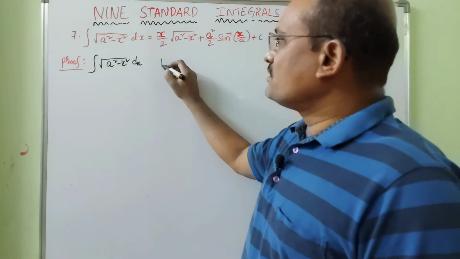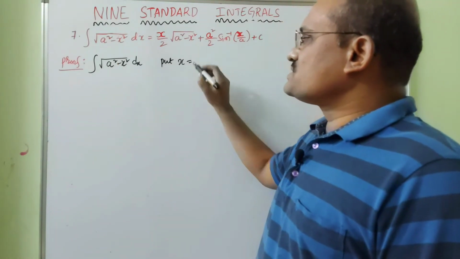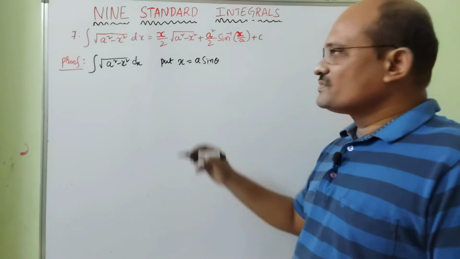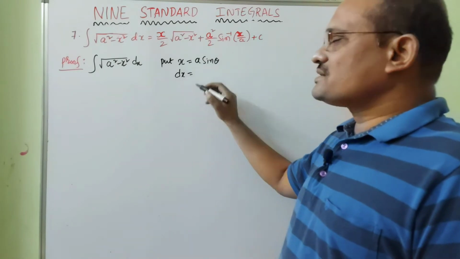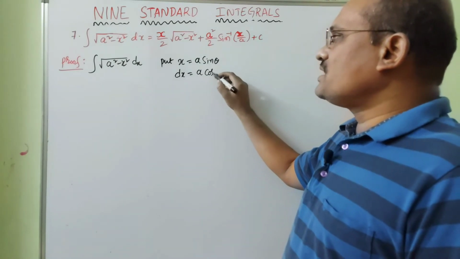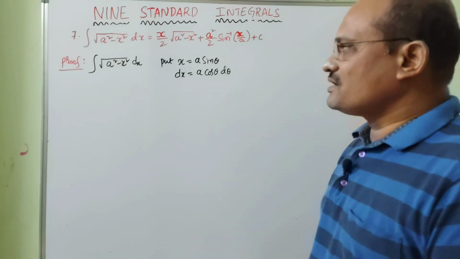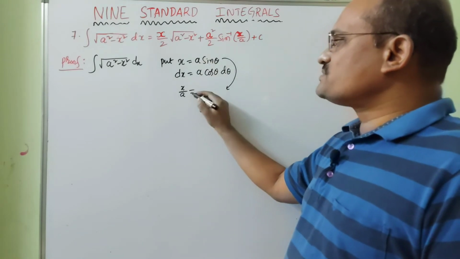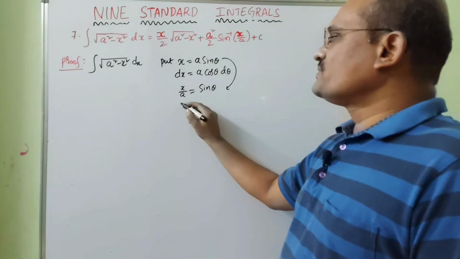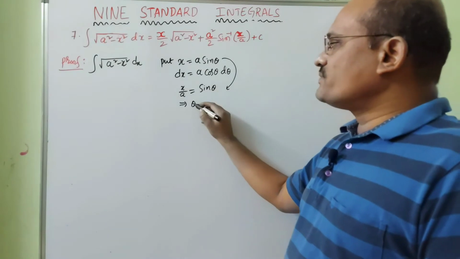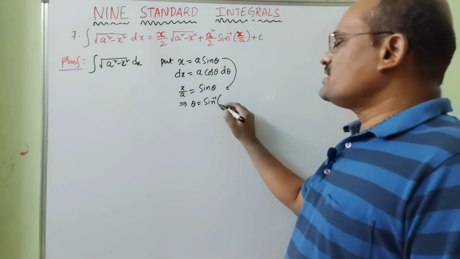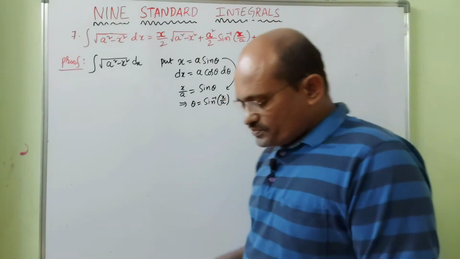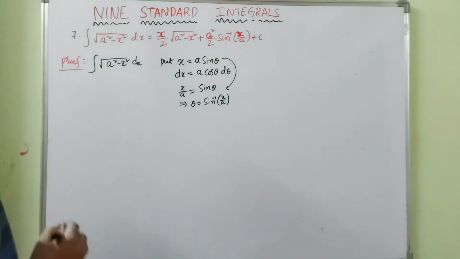Because a is there, the suitable substitution here is x is equal to a into sin theta. Do differentiation, dx is equal to a into sin theta derivative cos theta into d theta. Now from this, divide on both sides by a, you will get x by a is equal to sin theta. That becomes theta is equal to sin inverse of x by a by the inverse trigonometric definition. Now substitute all these things in the given integral.